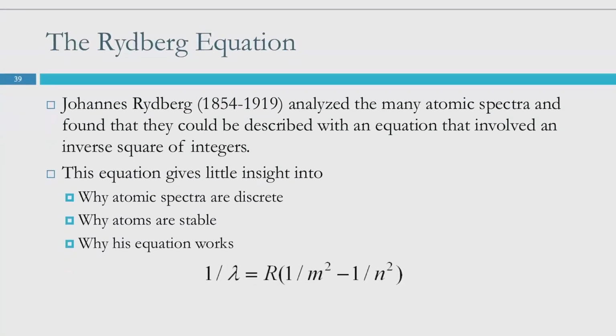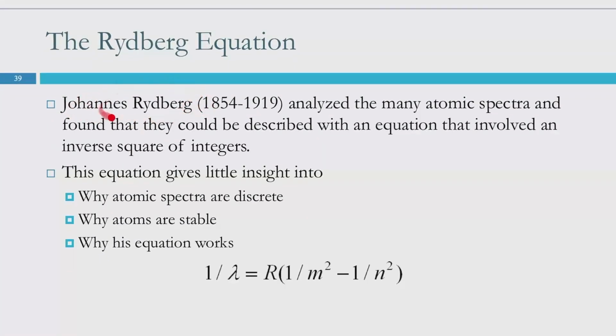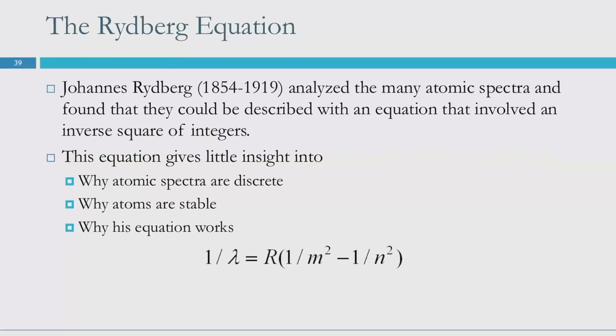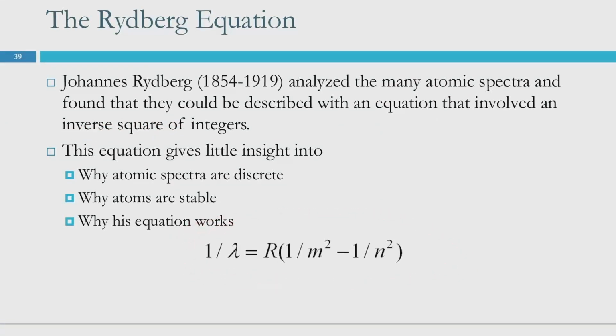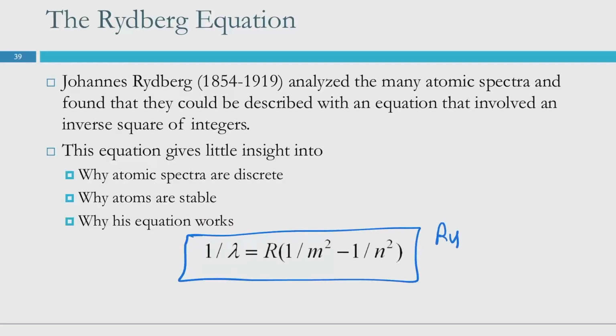So way, way back, Johannes Rydberg analyzed a lot of these atomic spectra, and he discovered an equation. The equation involved an inverse square of integers, and his equation is here. This is our Rydberg equation, or at least one form of it. We'll see something that looks similar to this again later in the chapter.